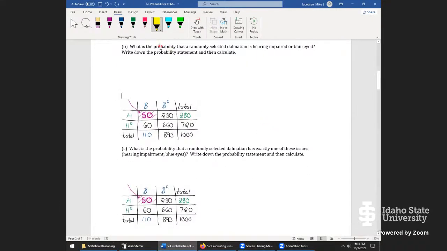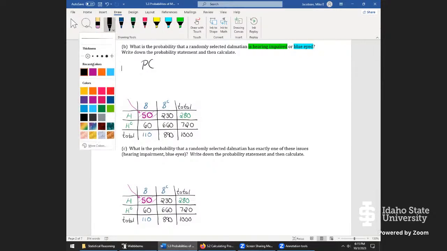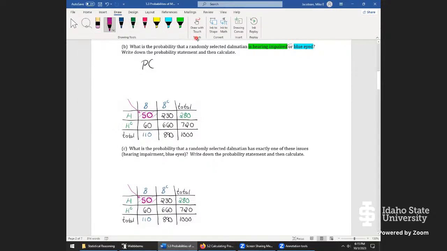Part B asks, what is the probability? So we can start off by putting down the answer to the question. We want a probability of something: the probability that a randomly selected Dalmatian is hearing impaired or blue-eyed? So that's the probability question we want to answer. What's tricky about this problem is the or statement right there. The or statement becomes a union symbol, so we can write it out this way.